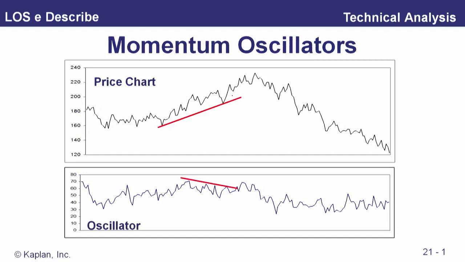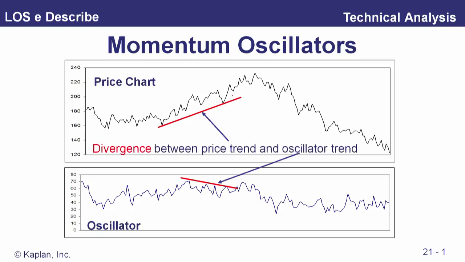Here's some momentum oscillators here. Here's our price chart. Here's our oscillator down below. We've got an uptrend in the price chart. We've got a downtrend in the oscillator, so we have a divergence.